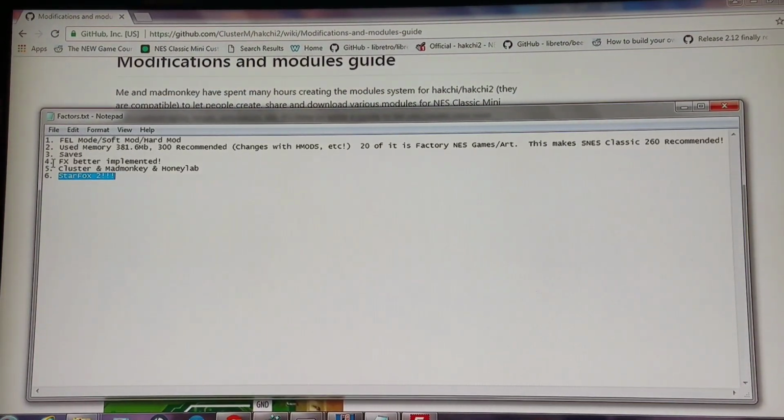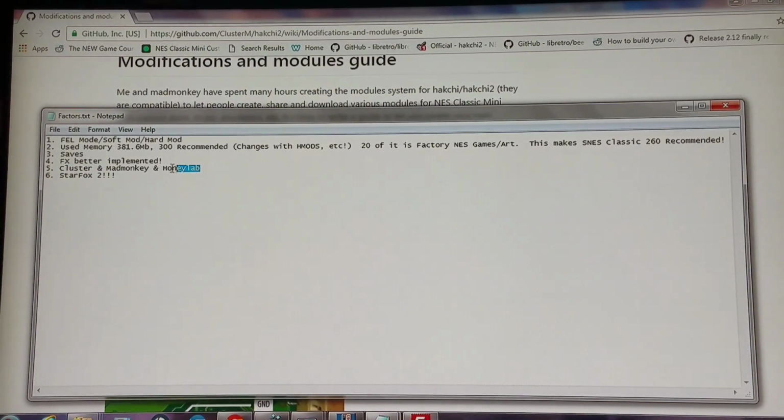And the last factor involved is going to be, obviously, do Cluster, Madmonkey, and Ethanlab care to go forth with this? Because they put so much work into this NES Classic. Are they really going to want to validate themselves yet one more time and put all the effort and work into the SNES Classic? I am really, really hoping they do, because I love the work they did for us, and I hope you enjoyed the video. And yes, the SNES Classic can be hacked, and it will be hacked. It's going to happen, guys.